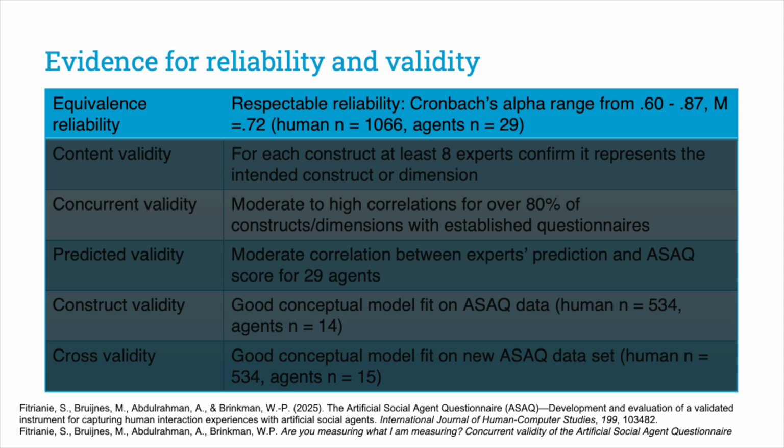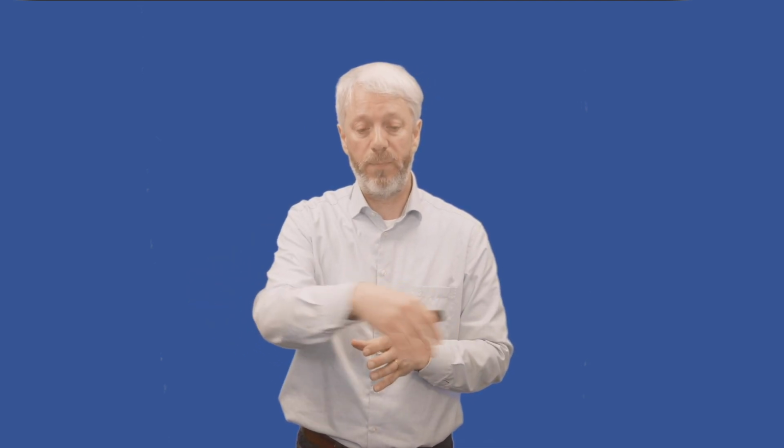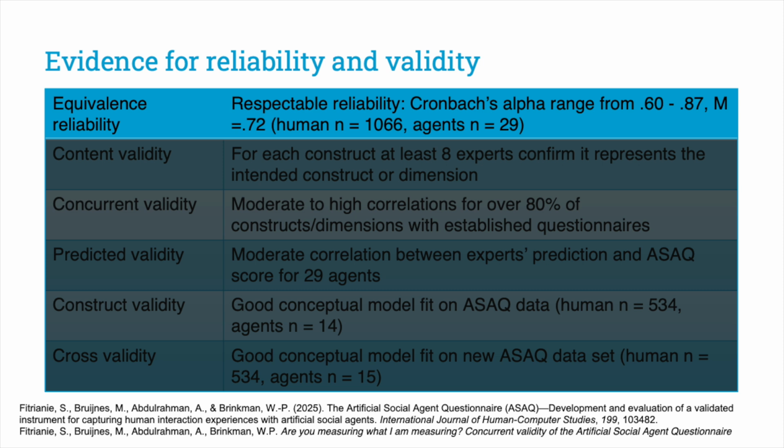I promised to give you some information about the reliability and validity of ASAQ. Let's start with reliability, equivalence reliability. Are there correlations between the items of a construct or a dimension? Yes, we've done extensive studies on this, and we found reliabilities from 0.6 to 0.87, with an average of 0.72. So 0.72 seems acceptable, some a bit lower than that, but we allow some variation because we want to capture the broad whole of the construct, so these items might be a bit uncorrelated. That was done in studies with 1,066 participants across 29 agents.